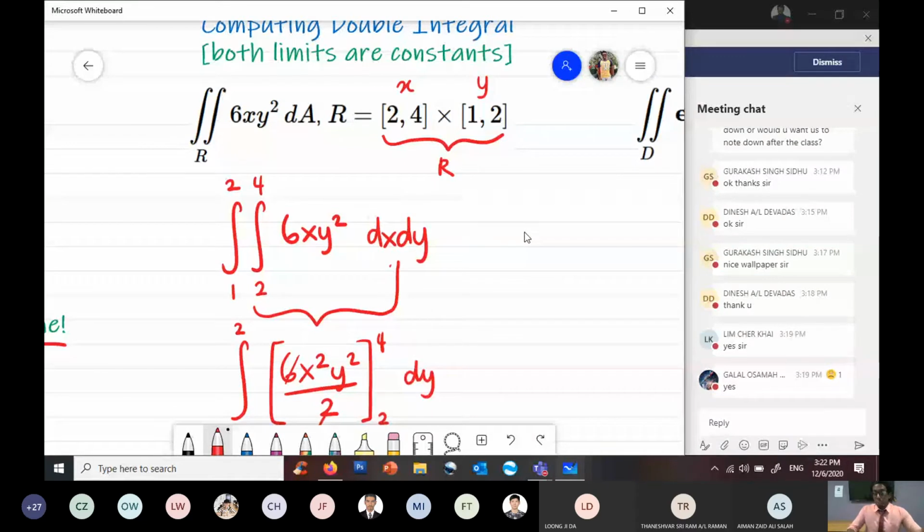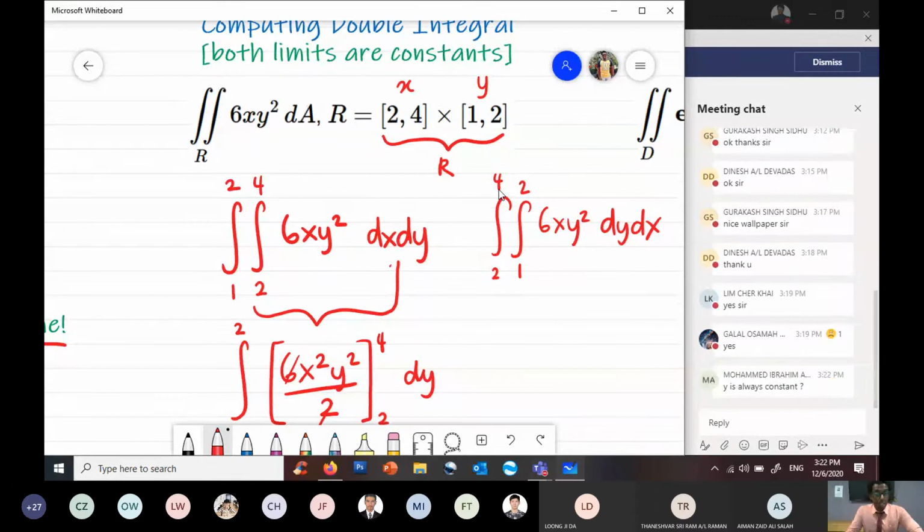Why can't it be, just asking, integral of 6xy squared dy first and then dx? So my y limit is from 1 to 2 and my x limit is from 2 to 4. Why can't I choose this? Is it because x comes first and then y in the alphabetical order? The answer is no.